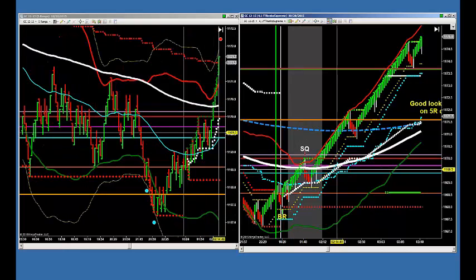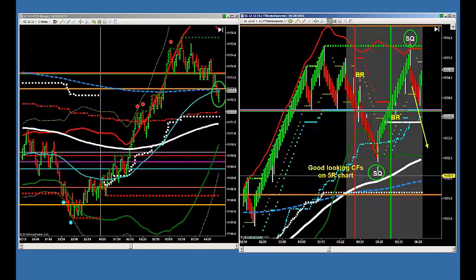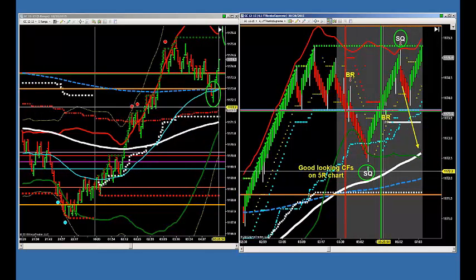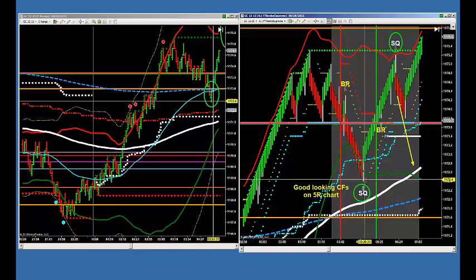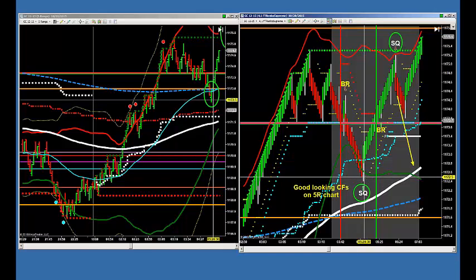Moving along here. Now this one says good-looking CFs on the 5-range chart. Well, but there's no X1 dot. What happened? Well, this is what I'm noticing on the 5-range chart: a pullback to the 50 EMA, and the 600 is right there, and a local DPTL is right there, all on that 5-range chart. So that looked pretty good.